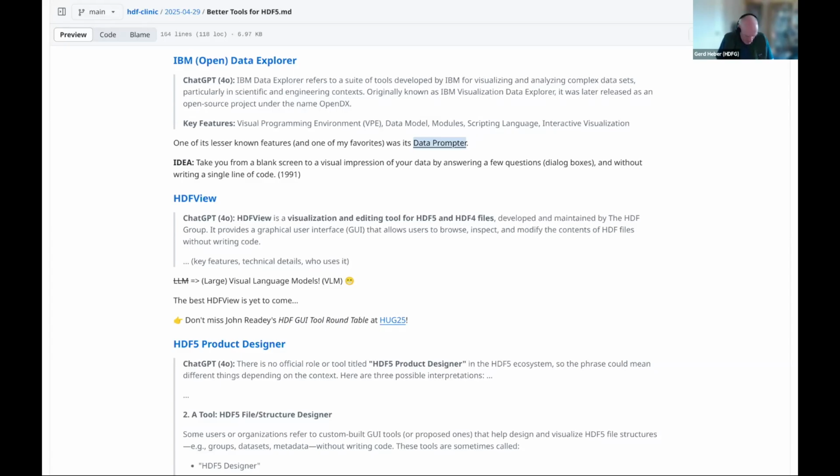And I think with HDF View, the best HDF View is actually yet to come, and more about that in a moment. And if you are interested, John Reedy is organizing a roundtable around HDF graphical user interface tools, sort of the state of affairs and the contenders, the candidates, what one does better than the others, and what as a community we might do together.